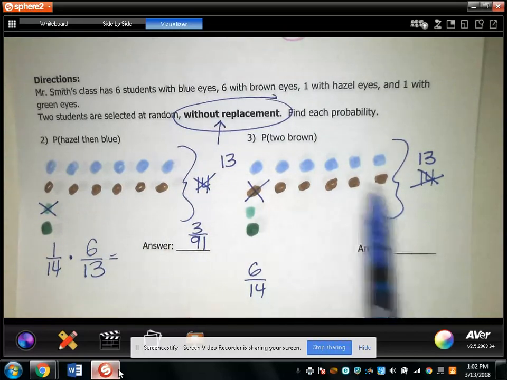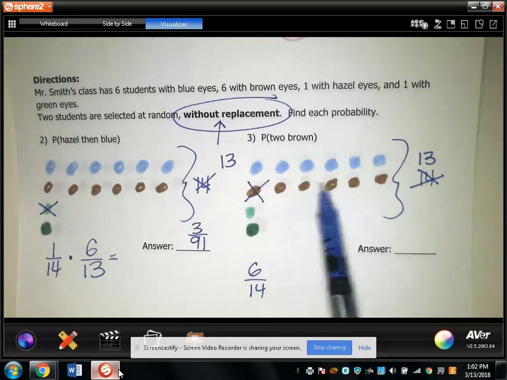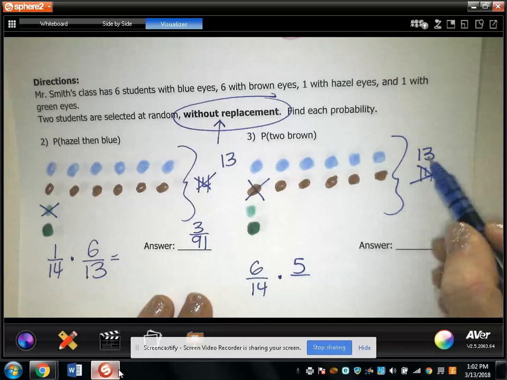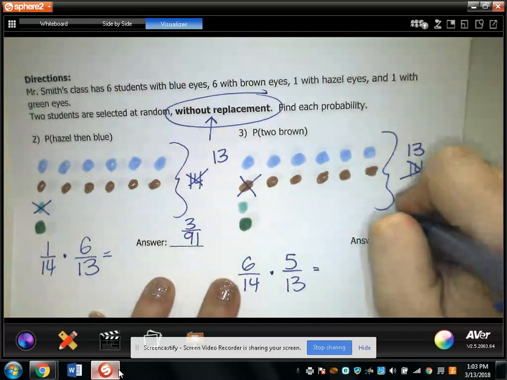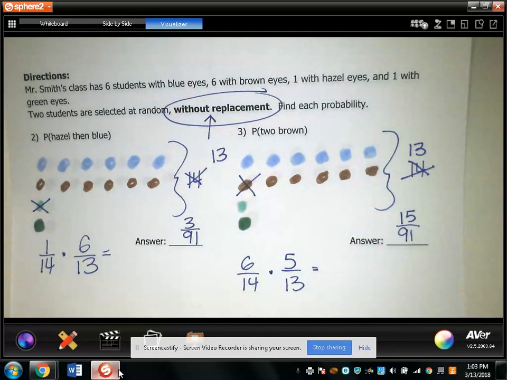So what's the probability I select a student with brown eyes now? Well, there's 1, 2, 3, 4, 5 students with brown eyes left out of the 13 students that are left. And my answer, when I multiply those together, is 15 over 91. I hope that was helpful. Please see me if you have any questions.